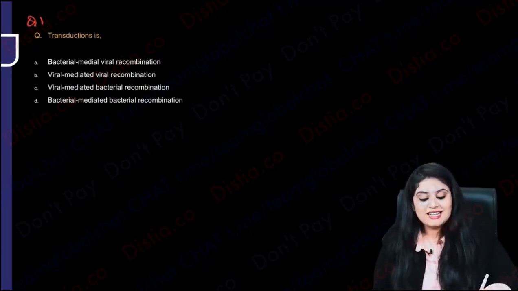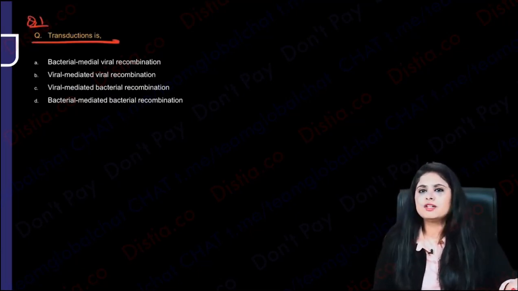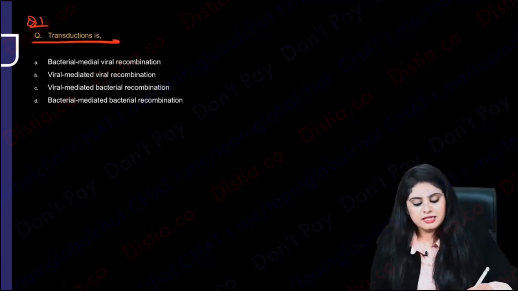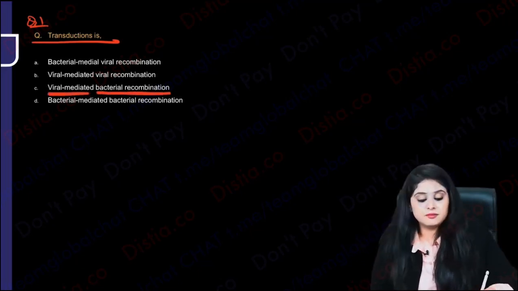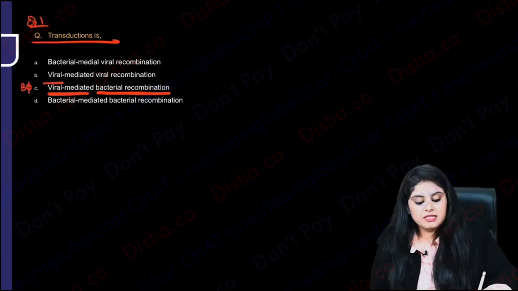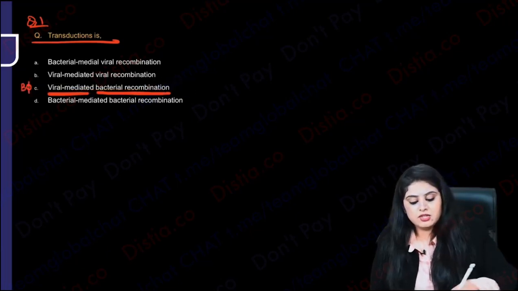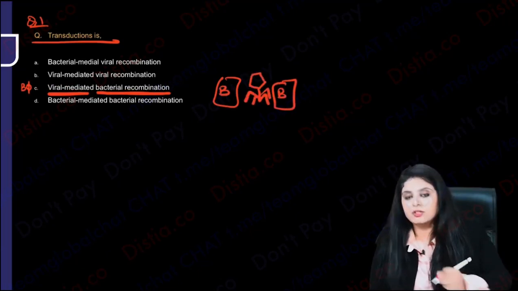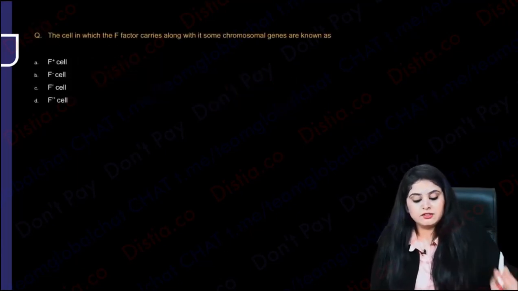Okay, question 1. Transduction is what? What was transduction? That Swiggy Zomato picture. So it was bacteria to bacteria via some virus. What will I say? Bacteria to bacteria mediated by some virus, that is bacteriophage. Viral mediated bacterial recombination. I told you, it's going to be from bacteria to bacteria, but who is going to get it? That tadpole wala bacteriophage is going to get it. Let's move on to the next one.